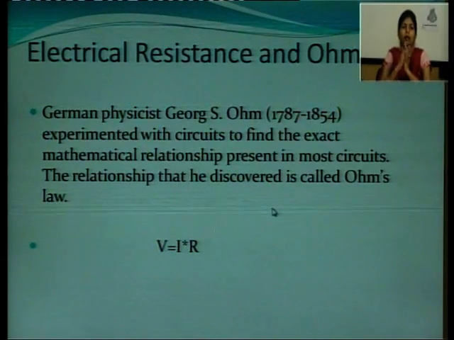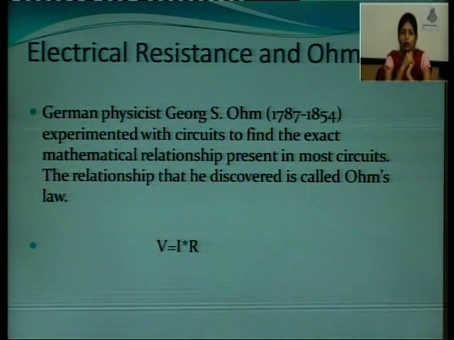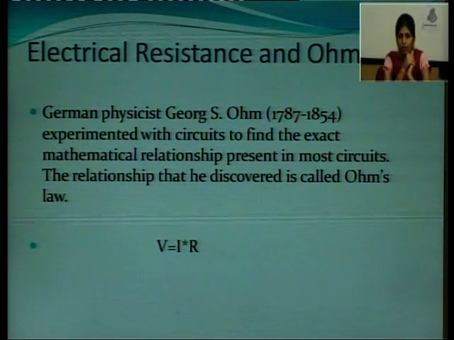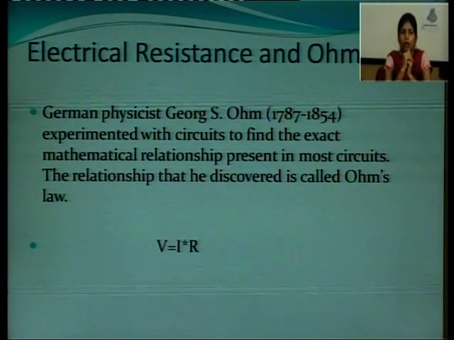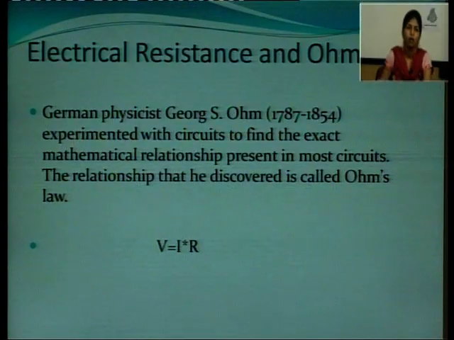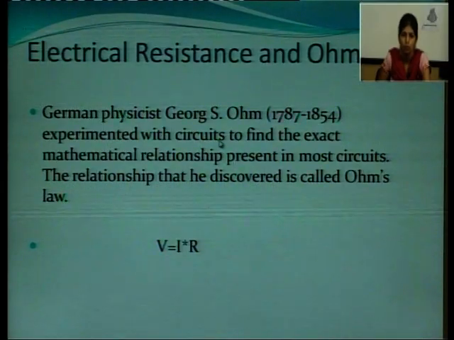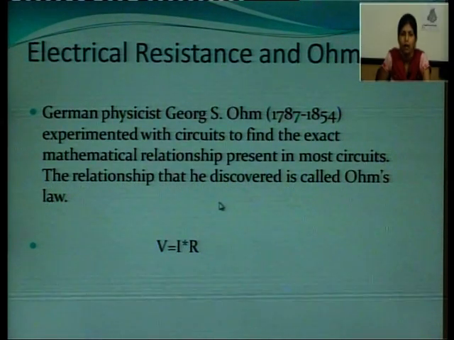The next topic is electrical resistance and Ohm's law. Because we are discussing conducting materials, conductors are those materials through which electric current passes very easily. But we still have to discuss the main topic, resistance, and then Ohm's law. Now the German physicist Georg S. Ohm experimented with circuits to find the exact mathematical relationship present in most circuits, and according to Ohm's law, V is equal to IR.